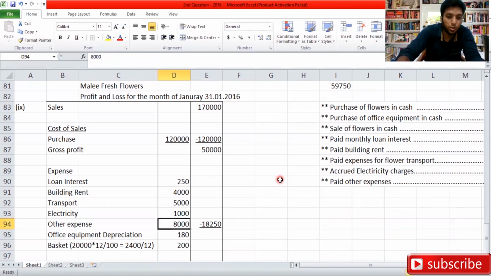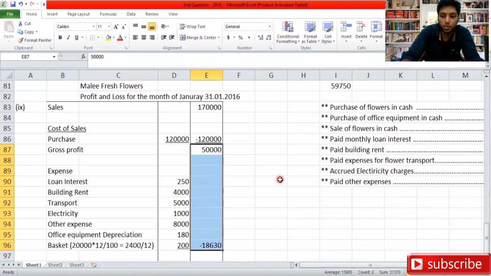Now I will take the whole total on this side. The amount which I showed earlier is wrong. So I will calculate the whole amount. 18,630 is the amount I'm going to take. So I will take 18,630 and deduct it from 50,000. Now I'll get a net profit. This is my actual net profit.